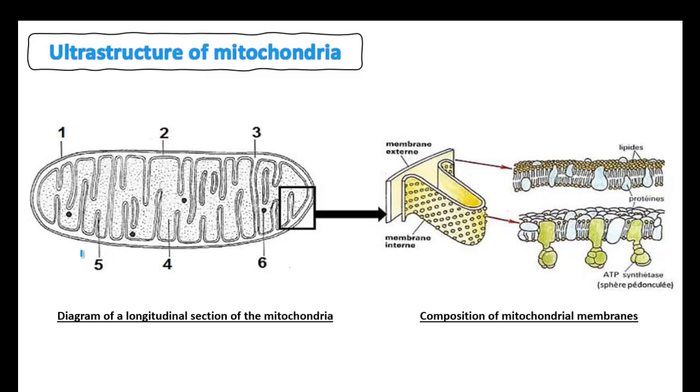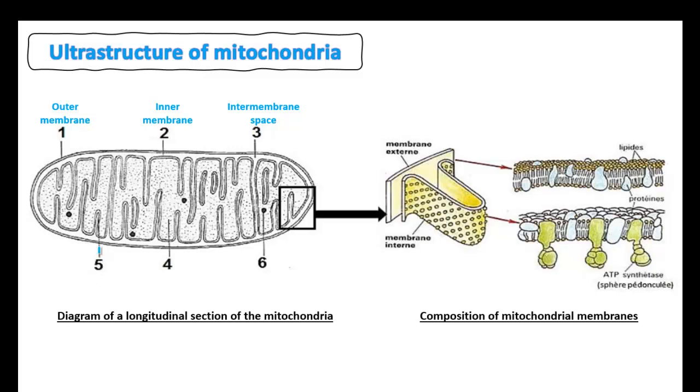To get more information about the composition of the mitochondria, let's go to this diagram of the longitudinal section. The mitochondria is composed of two membranes. The first one that you can see over here, we call the outer membrane, the membrane we find on the outside of the mitochondria. The second membrane is this one over here that we are going to call the inner membrane. The third component is the space between the outer membrane and the inner membrane, which we call the intermembrane space.